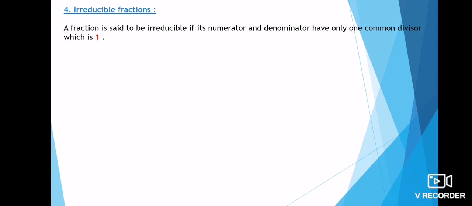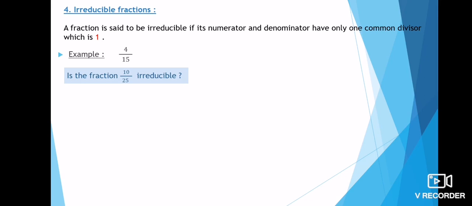Now also revision of objective, irreducible fractions. A fraction is said to be irreducible if its numerator and denominator have only one common divisor, which is 1. Let me explain it by an example. 4 over 15. Is 4 over 15 irreducible? Yes. Why? Because using my divisibility rules, I can't find a common divisor between 4 and 15. So I just find a common divisor, which is 1. For this reason, 4 over 15 is called an irreducible fraction.